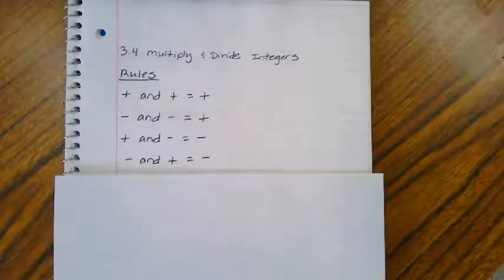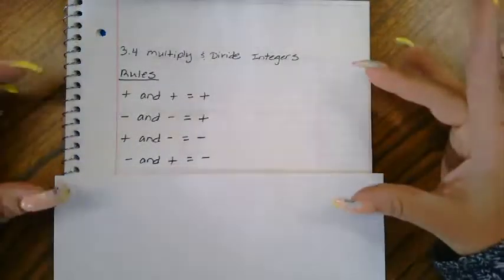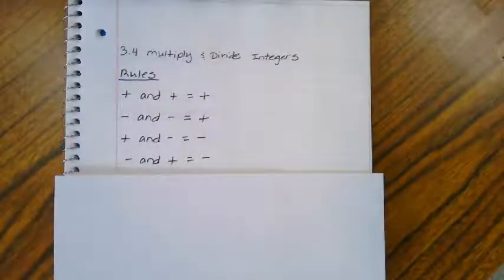There are no weird little tricks like "subtract and keep the bigger number's sign" rule. There's none of that with multiplying and dividing. It's straightforward. So go ahead and pause, write that down, and then I'm going to continue on.